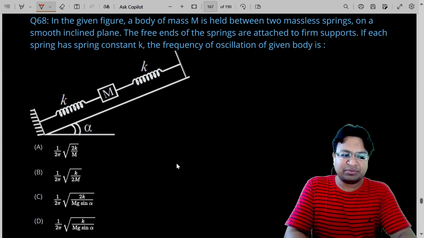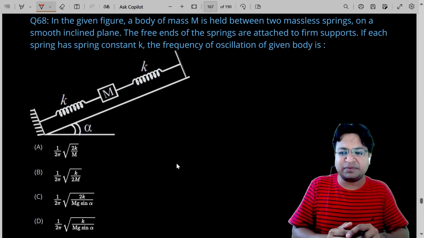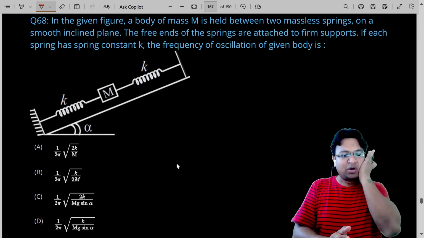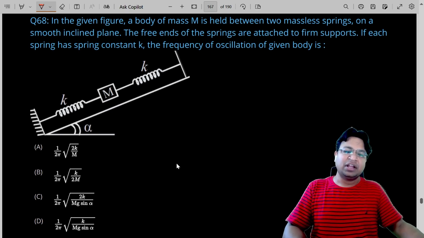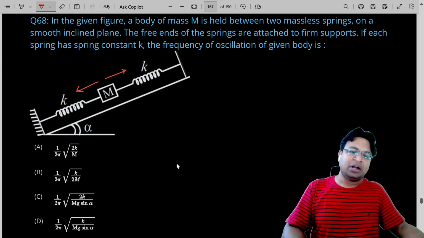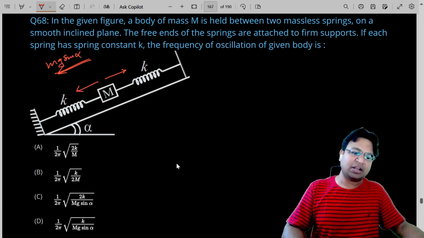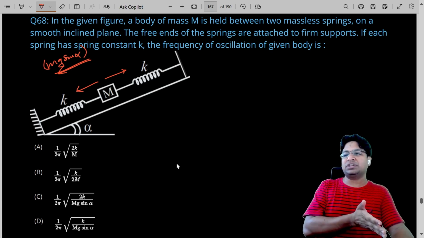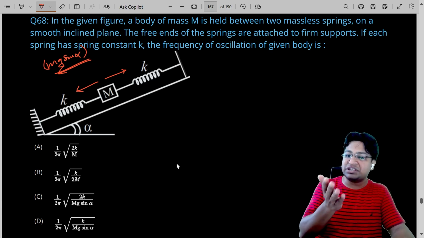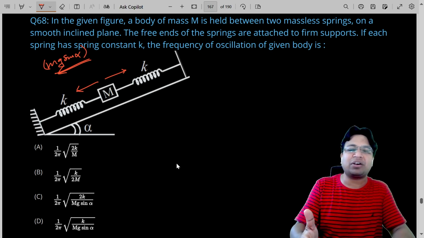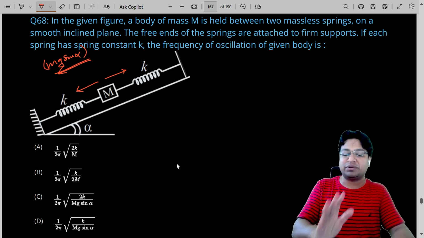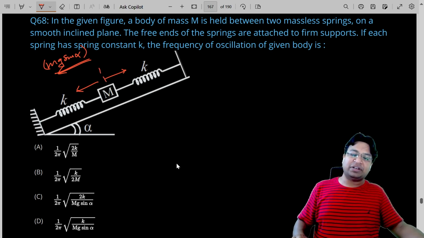Okay. Next, we go to question number 68. It says, in the given figure, a body of mass M is held between two massless springs on a smooth inclined plane. The free ends of the spring are attached to the firm supports. What is important to understand here is that when this block oscillates, the component of gravity acting along the direction of oscillation is constant. If the force acting along the direction of oscillation remains constant in direction as well as in magnitude, then such a force has no impact on the time period. It only alters the equilibrium position. It does not have any impact on the time period or the frequency of oscillation. So we can ignore gravity.